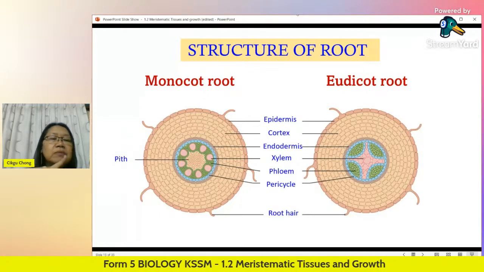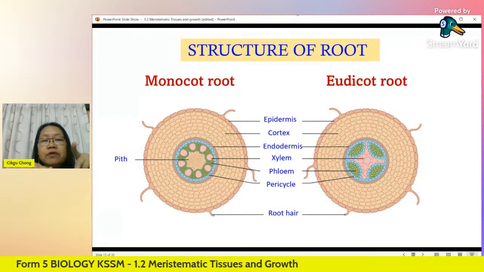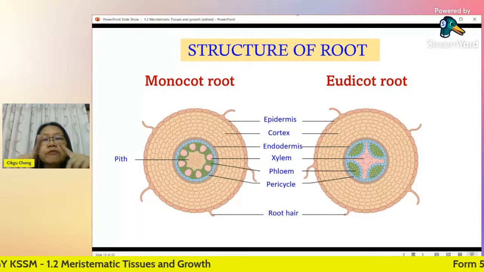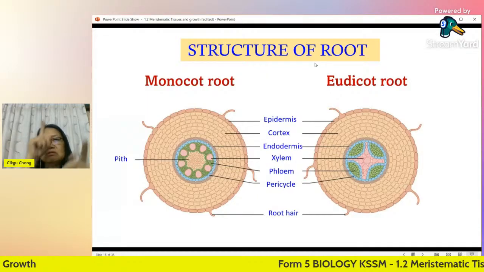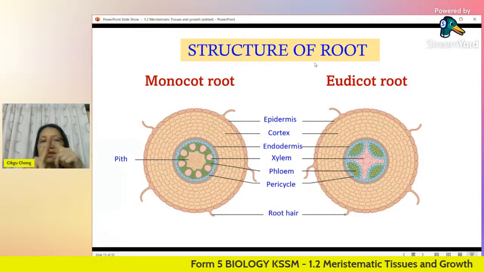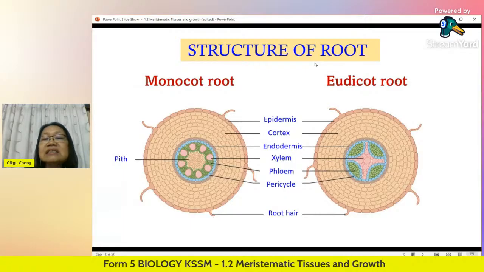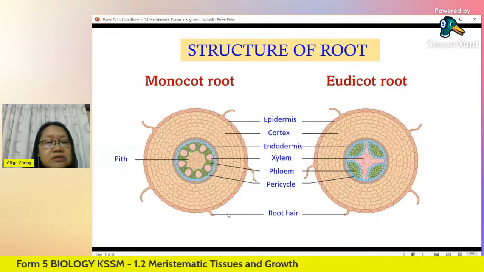Okay, now what about the phloem? The phloem for the eudicot root is found in between the spokes. You know, all this the T, you know, the spokes of this xylem right here. So let me draw here.